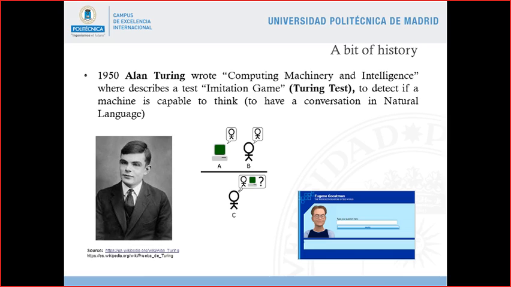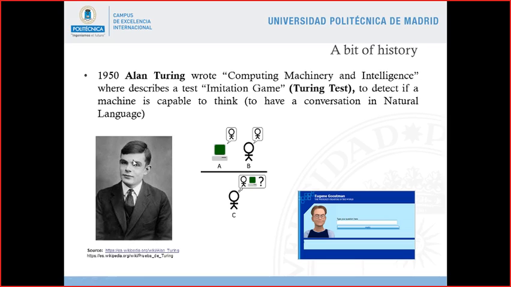Okay, and he designed the test where we have a human judge, and this judge needs to define if he or she is talking with a machine or another human. The conversation uses natural language, but written. It's not talk, it's only written. So the judge only knows some characteristics of the opponent, for example, the age, in order to know the degree of expertise of the opponent.